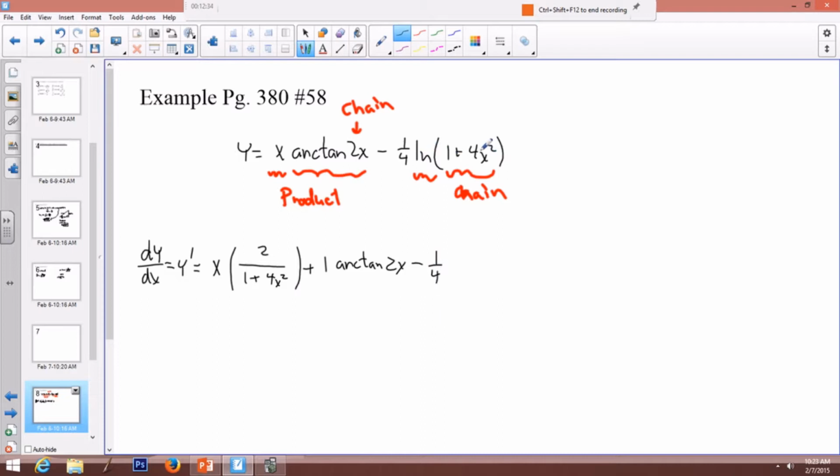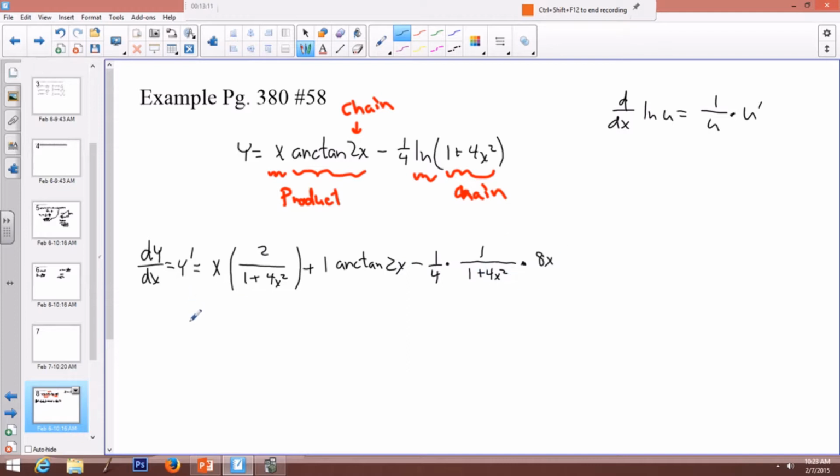Now the ln rules. Remember, the derivative with respect to x of ln of u is equal to 1 over u times u prime, or du over dx, whichever one you like. So I'm going to rewrite this as 1 over what's inside, 1 plus 4x squared, times the derivative of that expression. And the derivative of 4x squared is 8x. All right, so not a whole lot I can do to simplify this because I have 1, 2, 3 terms.